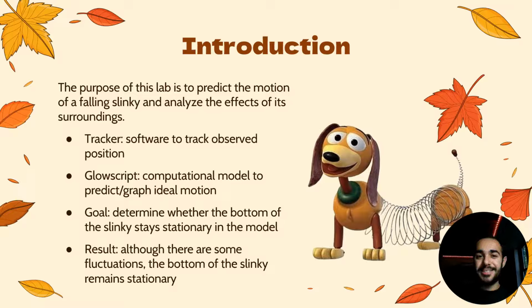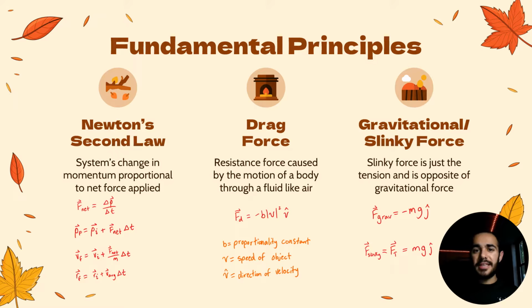Next up, we're going to use the drag force, which is the resistance force caused by the motion of a body through, say, air. And here's the equation for that. And finally, we're going to be using the gravitational and the slinky or tension force. And the gravitational force is, of course, mass times gravity. And the slinky force is just another word of saying the tension force, and it's going to be opposite of that to gravity.